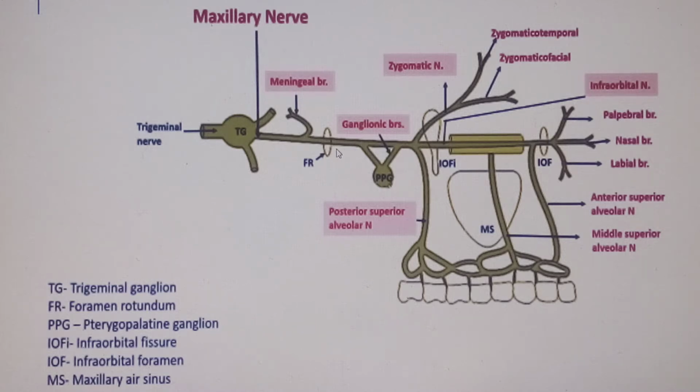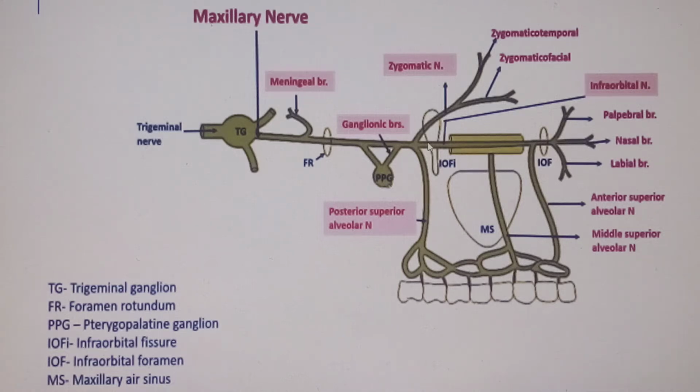But one thing I want you to know for now is that this maxillary nerve, after going through what we call the foramen rotundum in the infratemporal fossa, specifically in the pterygopalatine fossa, the ganglion that will be topographically related to it will be what we call the pterygopalatine ganglion.